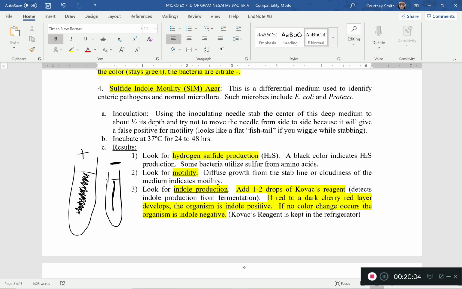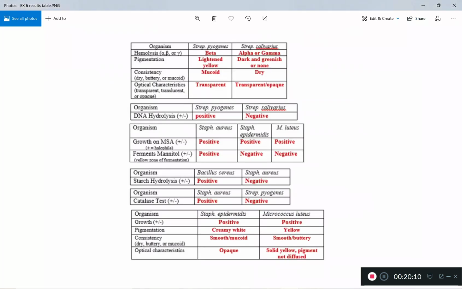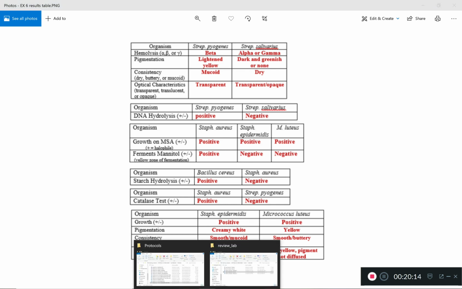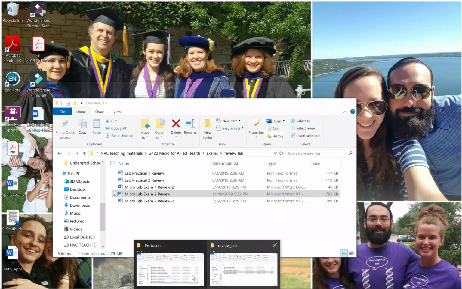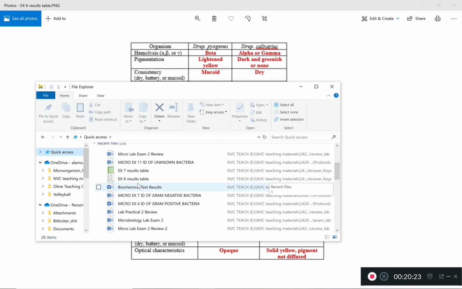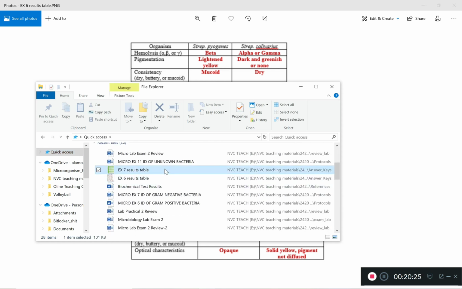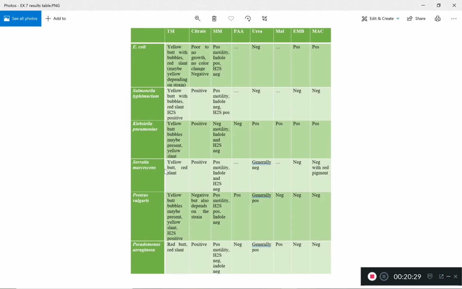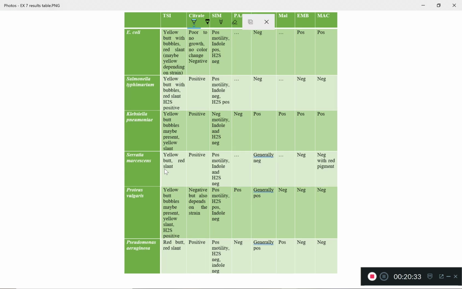Okay, guys, so that has to do with SIM. The bacteria that we saw for that, we saw quite a bit actually. So let's go ahead and just pull that up. Oh, I don't have it pulled up. Let me pull it up real quick. So sorry, guys. I believe that was number 7. Here we go.